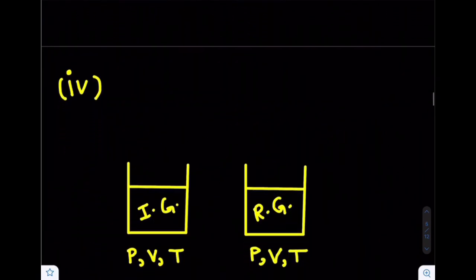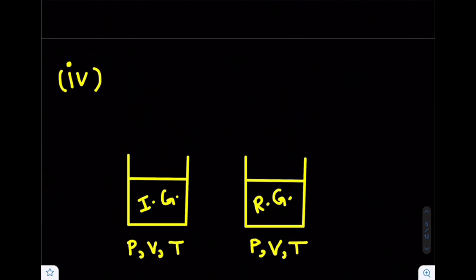Now we are coming to the fourth way where we are writing compressibility factor in terms of number of moles. When we are writing compressibility factor in terms of number of moles, the number of moles of ideal gas will be in the numerator and the number of moles of real gas will be in the denominator. When we are comparing the number of moles, the pressure, volume and temperature of both the gases will be the same.